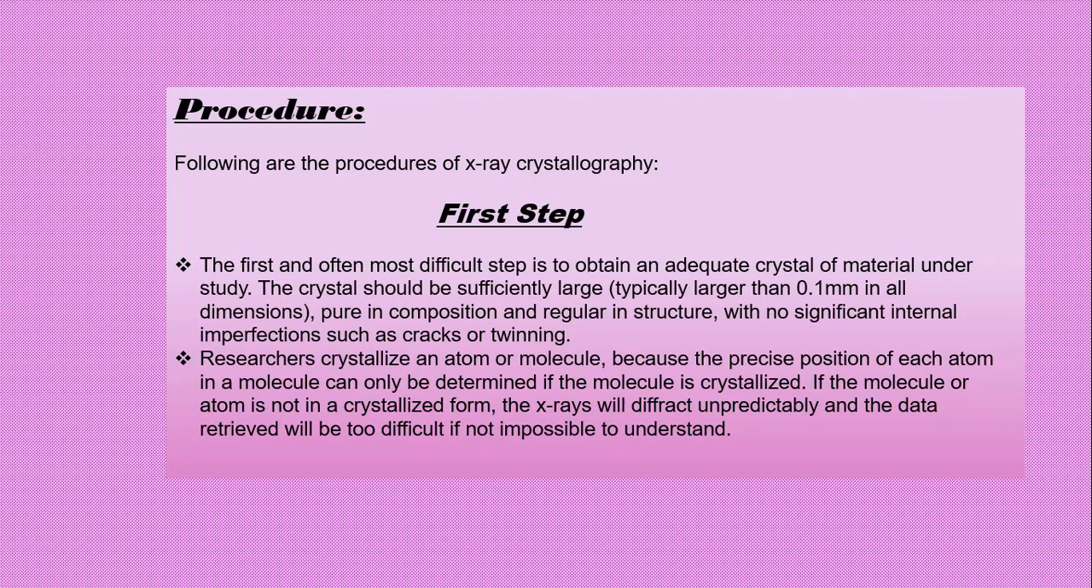Researchers crystallize an atom or molecule because the precise position of each atom in a molecule can only be determined if the molecule is crystallized. If the molecule or atom is not in a crystallized form, the X-rays will diffract unpredictably and the data retrieved will be too difficult, if not impossible, to understand.